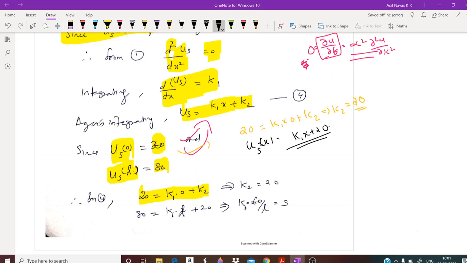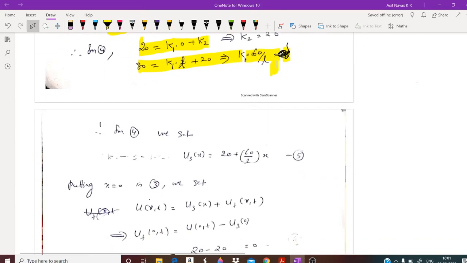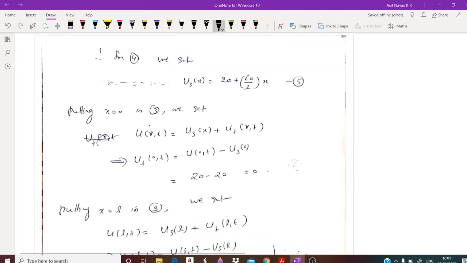Now we apply the second condition, u_s of L equal to 80. Then if we apply that, you will get k1 is equal to 60 by L. So now we get u_s of x equal to 20 plus 60 by L times x. So we get one part.